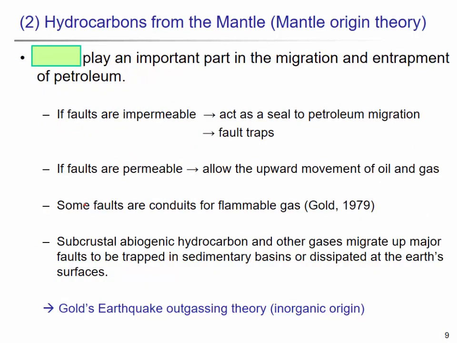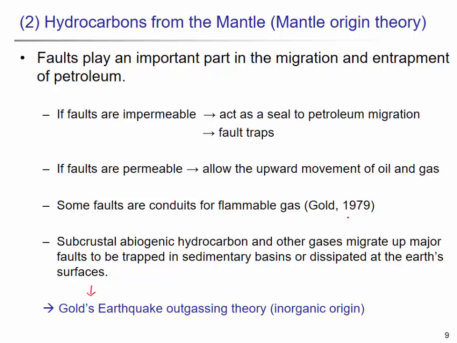The second theory is that the hydrocarbon is produced in and seeped from the mantle. It's called the mantle origin theory. In this theory, faults play a very important role. Faults provide the conduit, a kind of flow path, for the hydrocarbon to migrate to the subsurface. If the faults are impermeable, then they can close the system and seal off petroleum migration. And if the faults are permeable, then they allow the upward movement of oil and gas, serving as a conduit for the flammable gas.